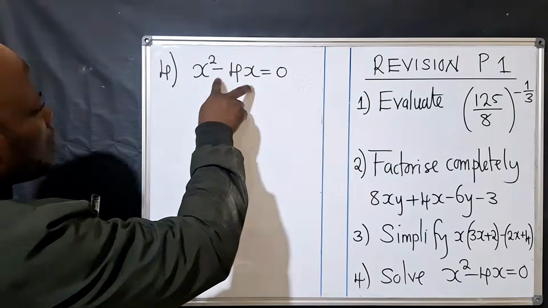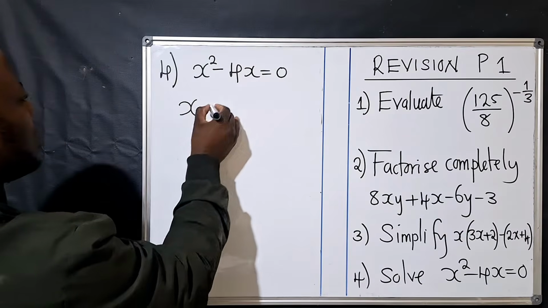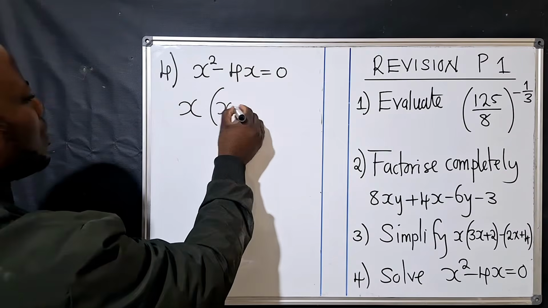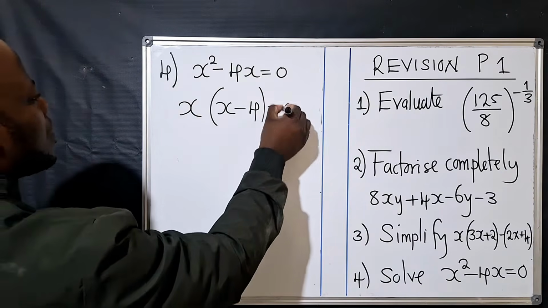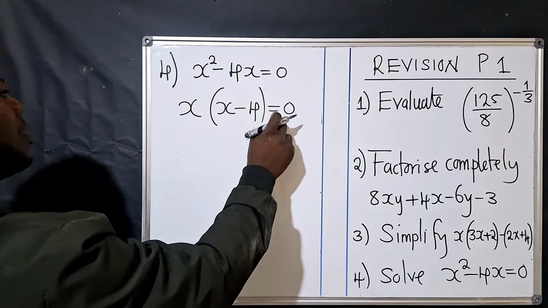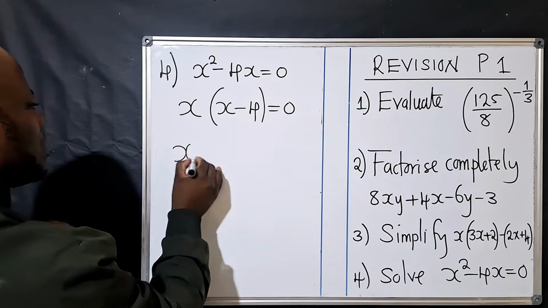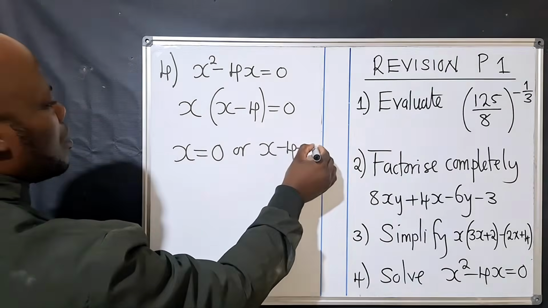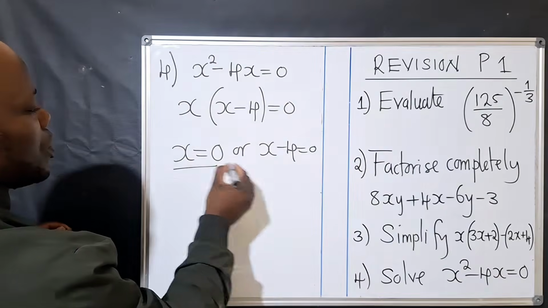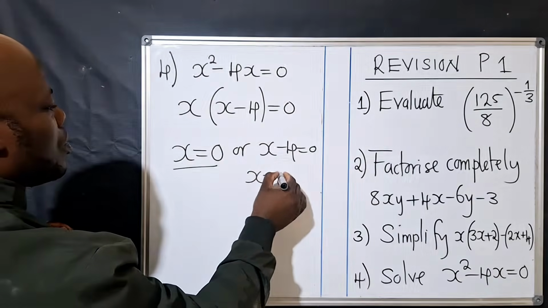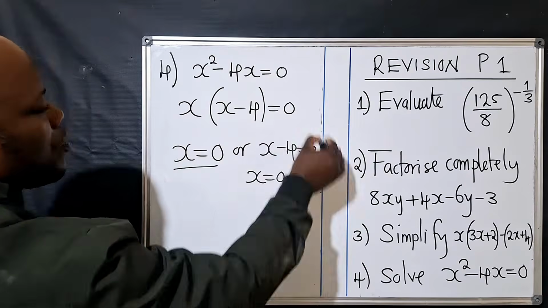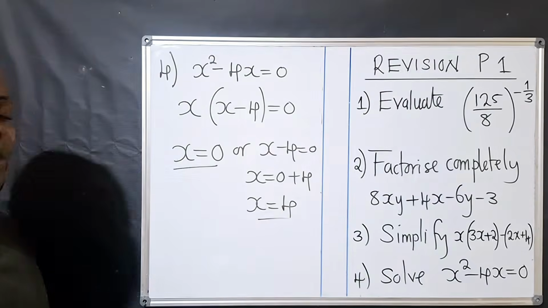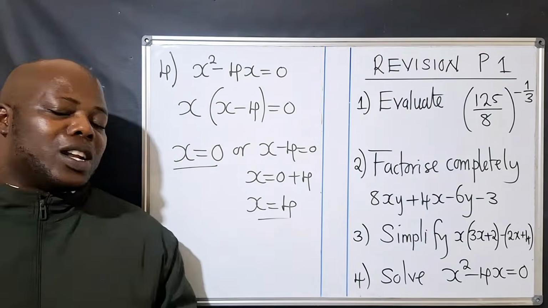So we just check what is common here. It's x. X into x squared, it's an x. X into negative 4x, it's a negative 4, which is equal to 0. Now we get what is here equal to 0. We shall say x is equal to 0, or x minus 4 is equal to 0. This is one of the solutions. The other one will be x is equal to 0 plus a 4. The 4 will come this side, which will just give us what? A 4. So these are the two solutions for question number 4.